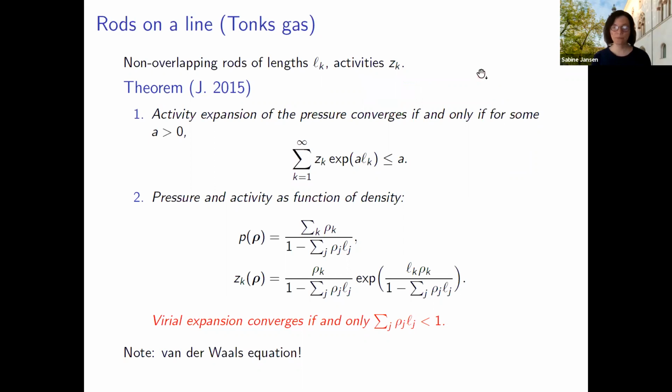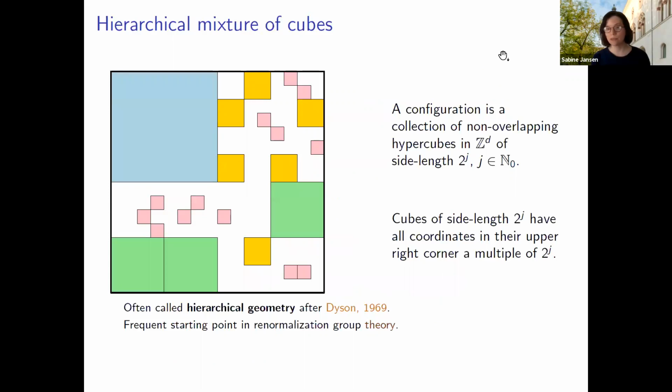That was one example. Number two is another toy example where, so now I'm moving away from R^d, I'm placing myself on Z^d, and I look at a hierarchical mixture of cubes. So here you see a schematic. I didn't do the picture myself, a friend did it for me. And a configuration is simply a collection of non-overlapping hypercubes in Z^d. My cubes have side length 2^j, where j is in N_0.